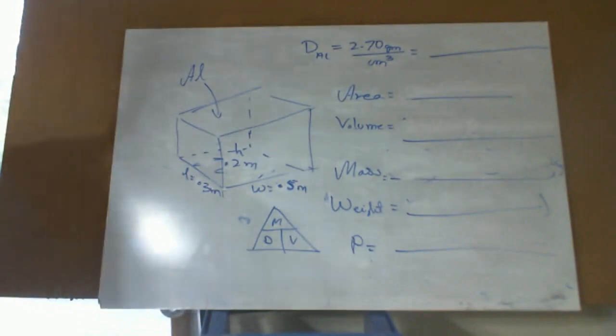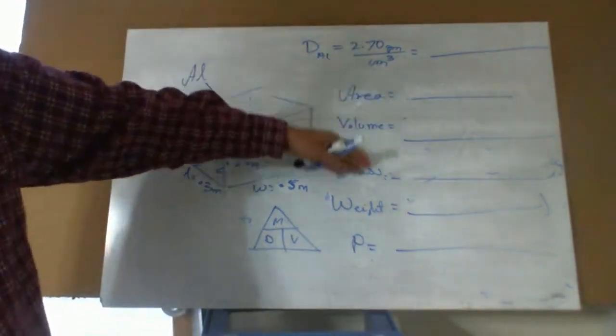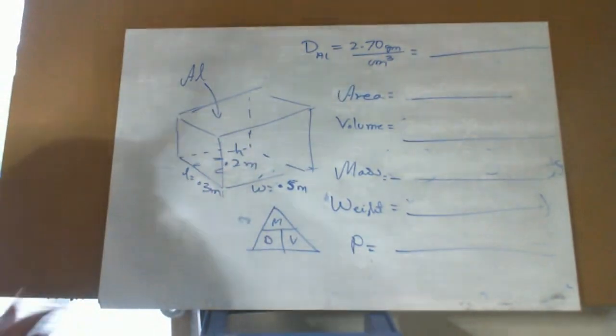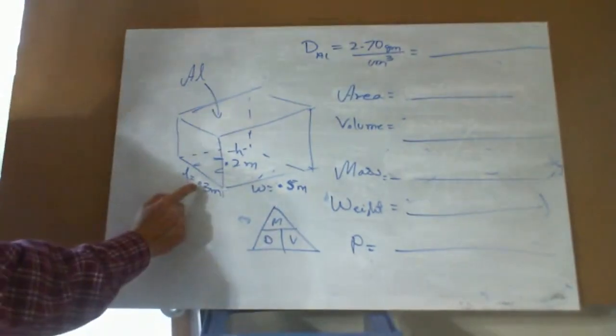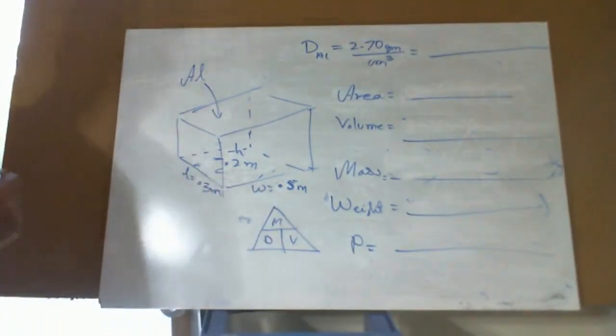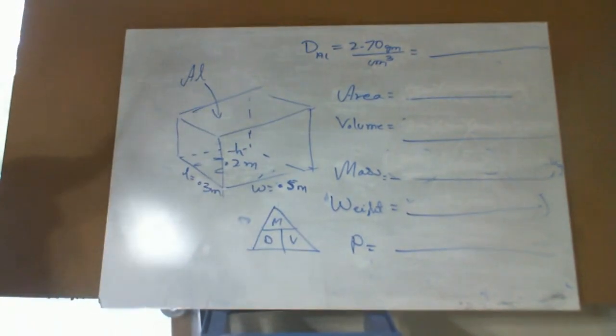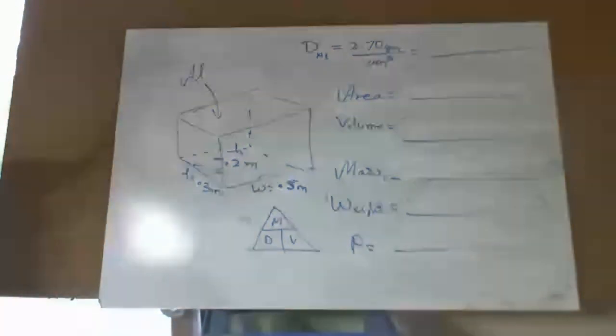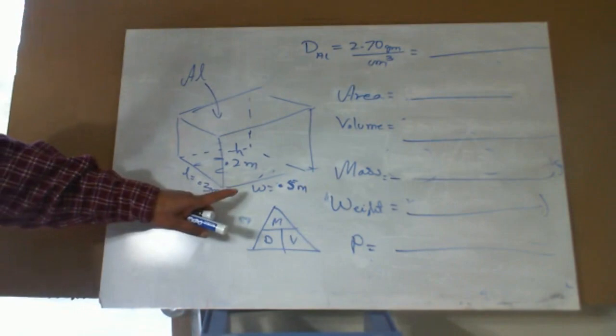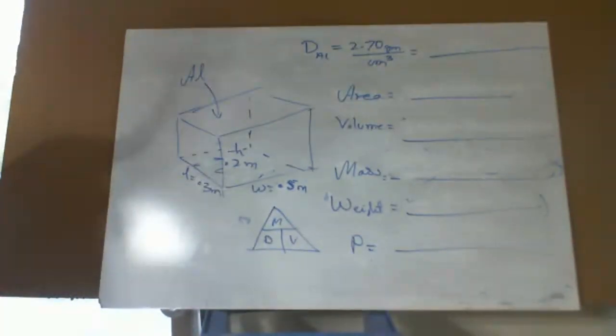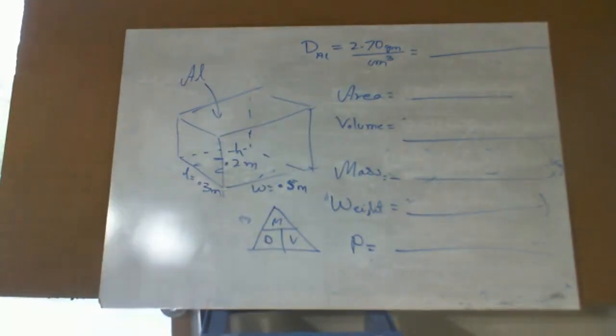So see if you can do this. I'll give you a few minutes. You know the dimensions, right? The area would be 0.3 times 0.5, right? And then the volume would be that times 0.2. Okay. See if you can do that.